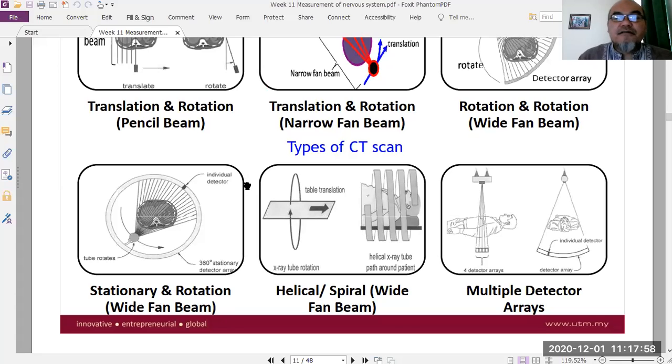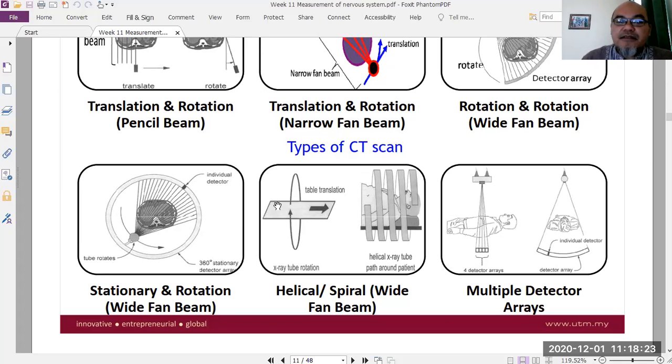Then using wide beam, you can have the stationary and rotation. This is the stationary detector array, and the tube, the source rotates, and then this detector will capture the image at different angles. Or we can do the scanning, the detection, by using the helical or spiral method.